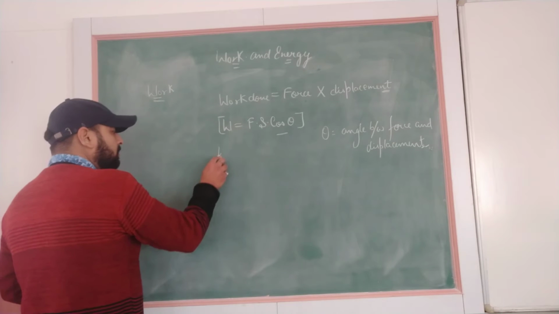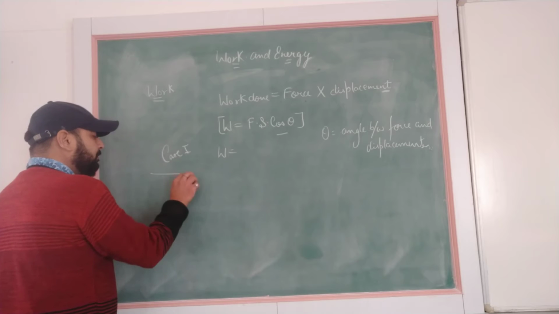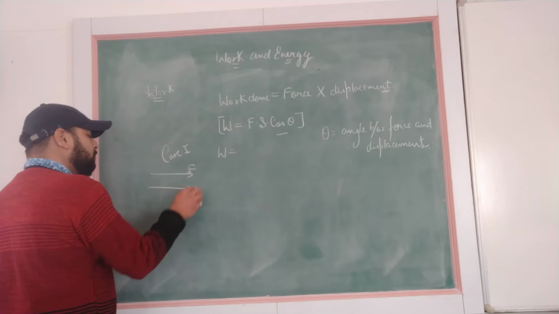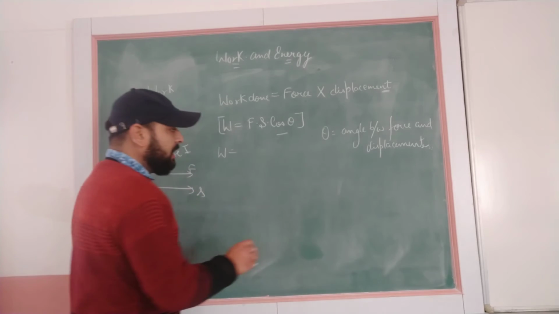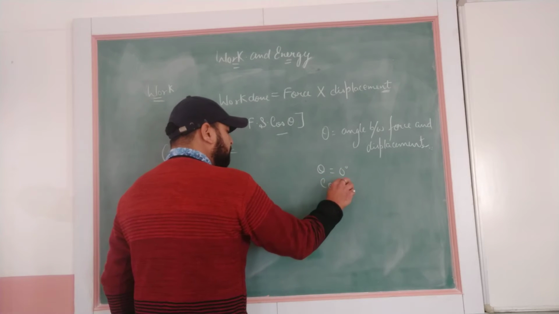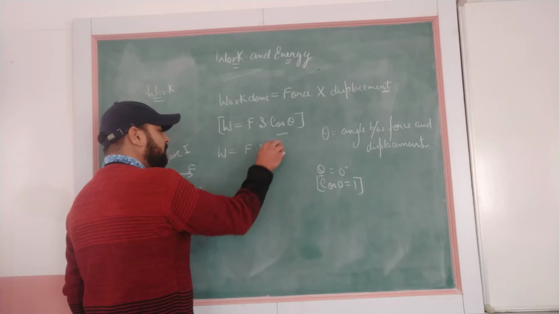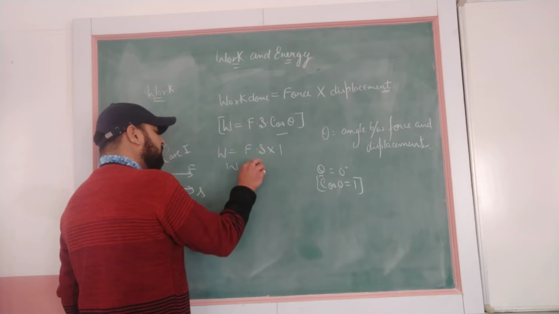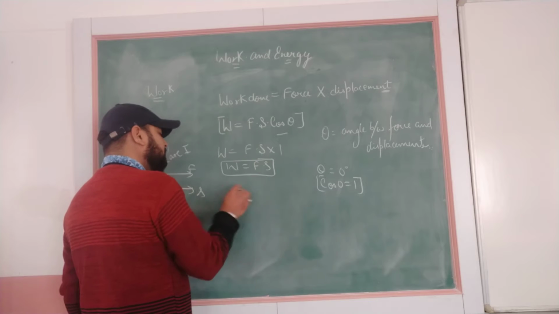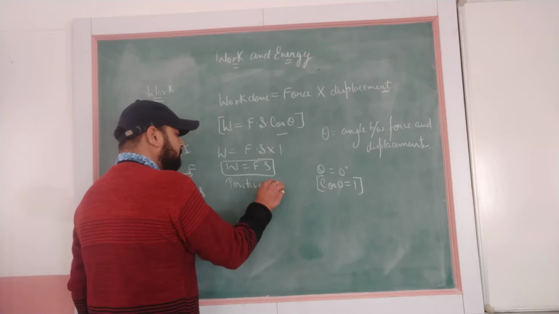So, the various cases here: the very first case is if the force and displacement are both in the same direction. That means the value of theta will be 0 degrees and the value of cos 0 is 1. So, in such conditions, Fs into 1 will be W = Fs. That means here the work done will be positive work.